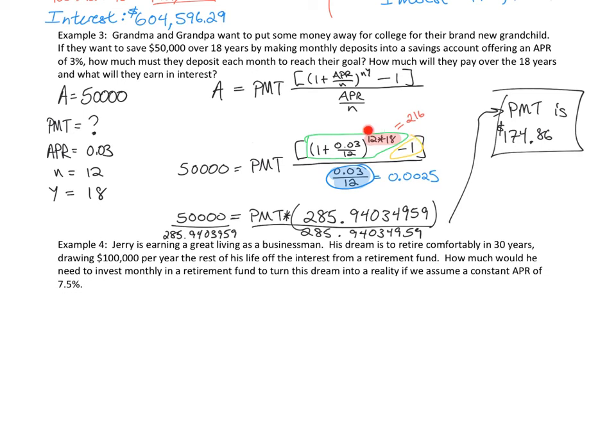So when I stopped with the calculation here, I got 285 point lot of decimal places. So I have the payment multiplied by this 285 would equal $50,000. So what I did from there was I divided by this number so I could isolate the payment. And so I had to divide 50,000 by this number and got the payment was $174.86.